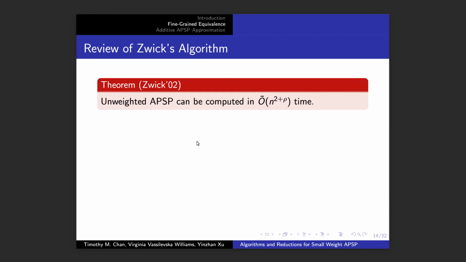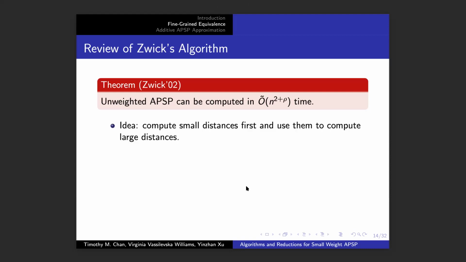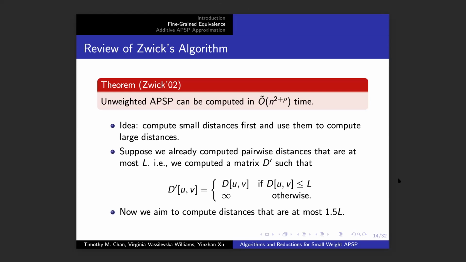Zwick's algorithm solves the unweighted APSP problem in O tilde of n to the 2 plus rho time. And the high-level idea is to compute small distances first, and then use them to compute large distances. Suppose we already computed pairwise distances at most L. In other words, we already have a matrix D' such that D'_uv equals D_uv whenever D_uv, which is the actual distance, is upper bounded by L, and D'_uv is infinity otherwise. And using the matrix D', we aim to compute the distances that are at most 1.5 L.